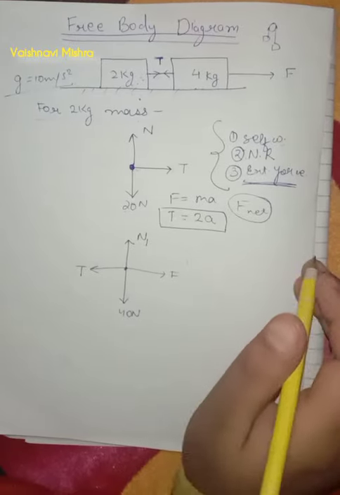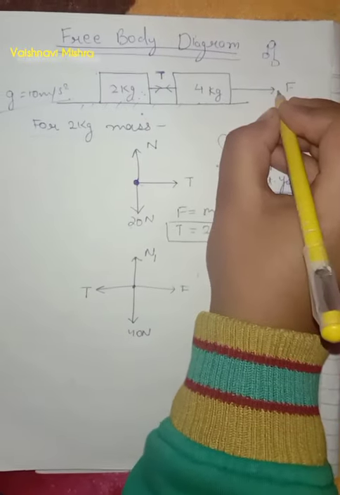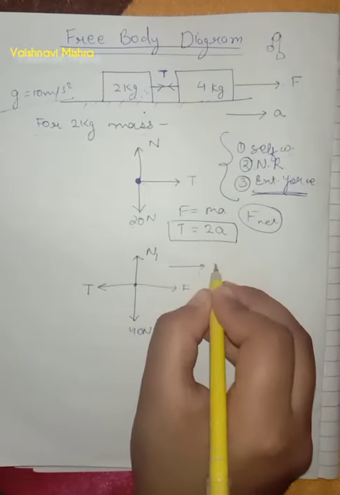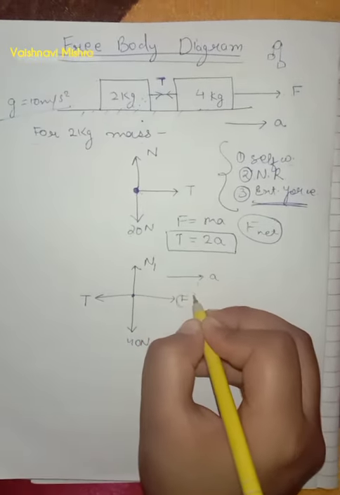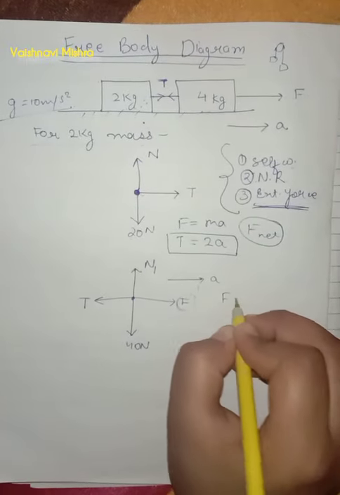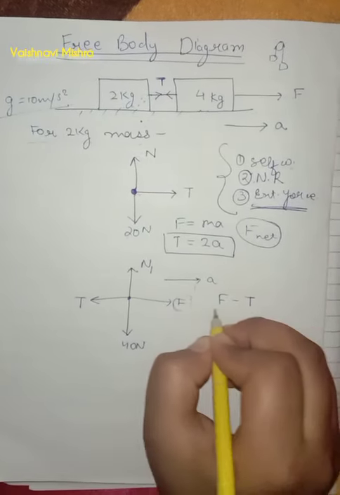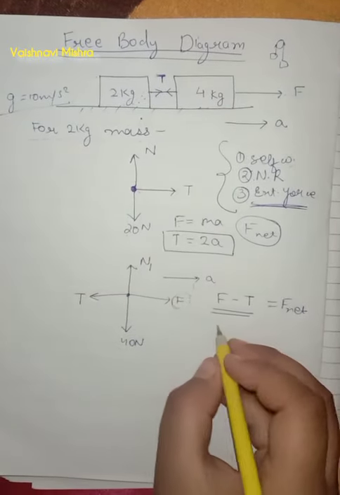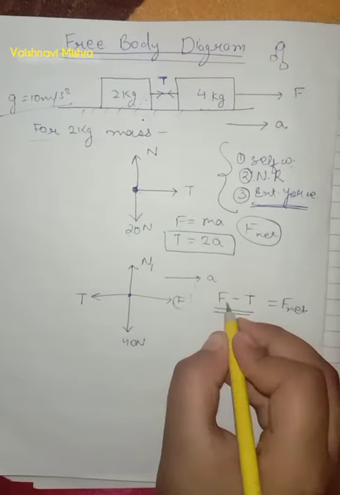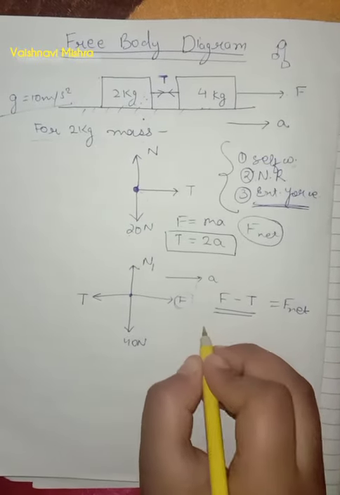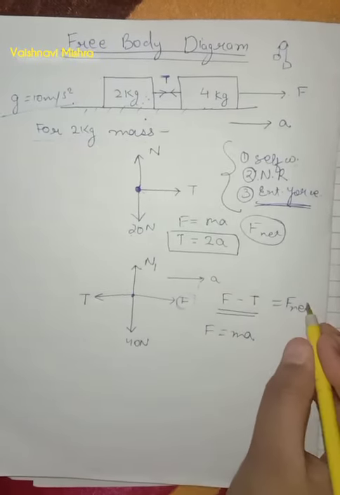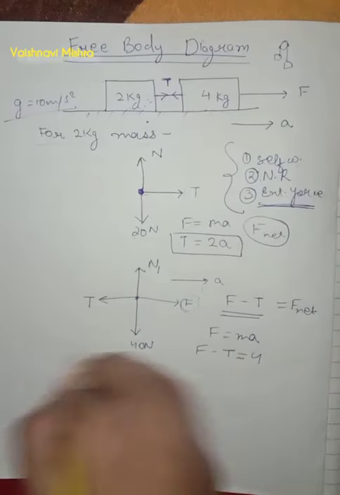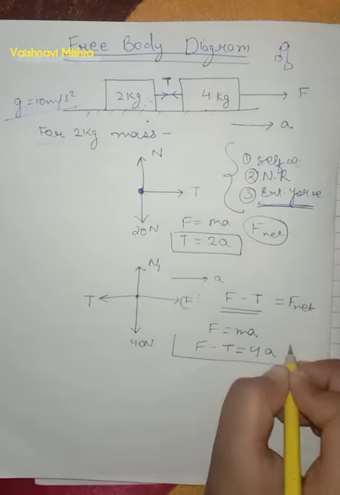As you can see, the force F is in this direction, therefore the acceleration will also be in this direction. If the acceleration is in this direction, then this force will be the larger one. So the net force we have is F minus T. F net equals F minus T. This is in the opposite direction, that's why we have used this sign. Now F net equals m a, so F minus T equals mass 4 kg times a. So this is the equation we get.